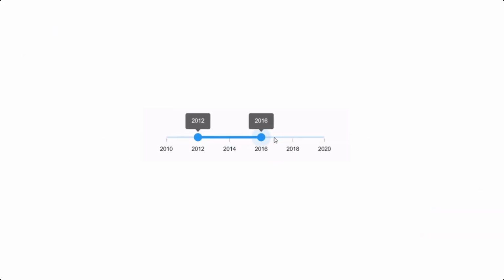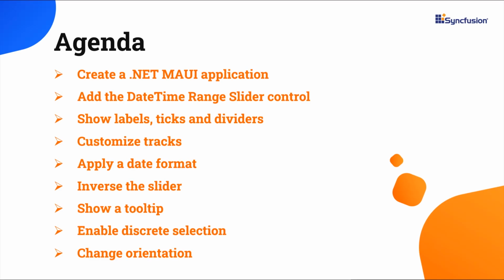Using the .NET MAUI DateTime Range Slider, you can select a range of date and time values by sliding a thumb along a track. Now, I will show you how easy it is to add the DateTime Range Slider control to the .NET MAUI application. I will also demonstrate how to bind values, set minimum and maximum values, intervals, labels, tooltips, ticks, and dividers, and change the orientation.